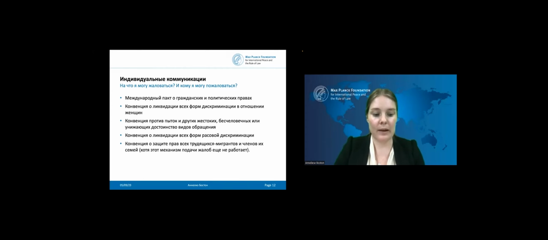I've also listed here the Convention on the Protection of the Rights of All Migrant Workers and Members of Their Families. So they have a complaints mechanism, but it isn't operational yet. So for this convention, you can't lay complaints yet.